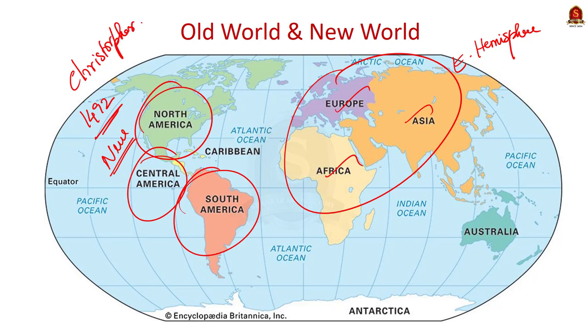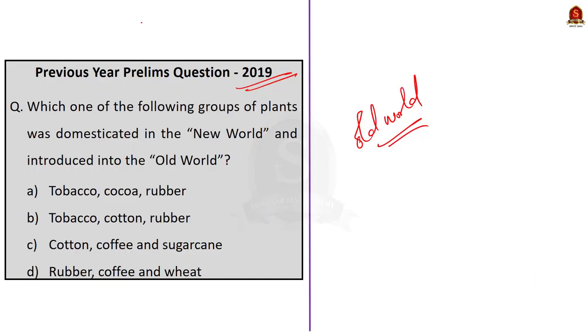What does the question say? It says, which one of the following groups of the plants was domesticated in the New World and introduced into the Old World? So, the question is about the introduction of plants that are grown in the New World to the Old World. So, the introduction of plants from America to Europe, Asia and Africa. So, our job here is to find out the plants which were new to the Old World, that is, which were not grown in the Old World before.